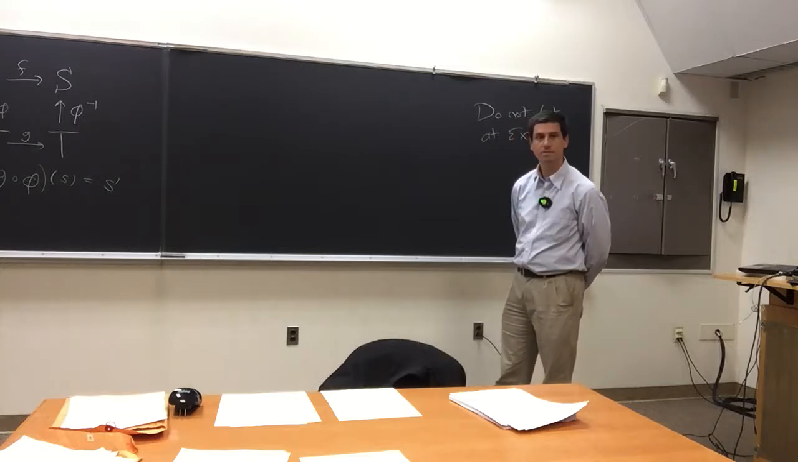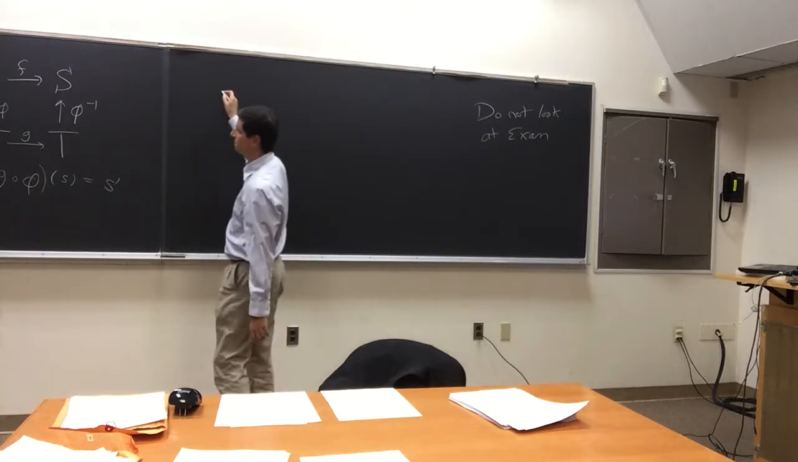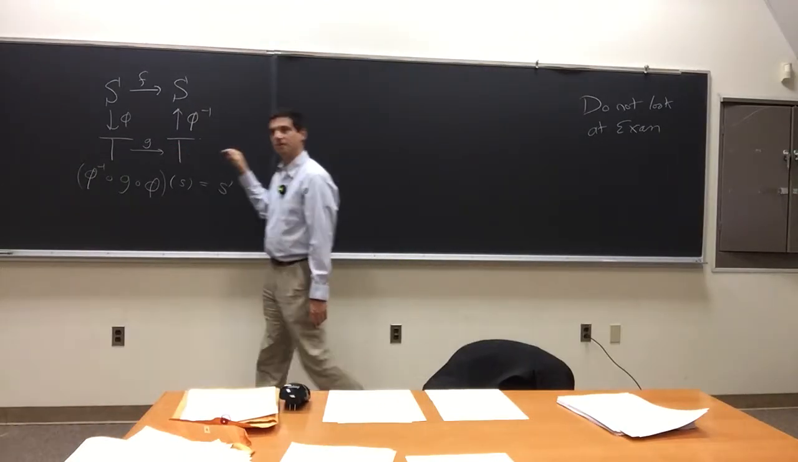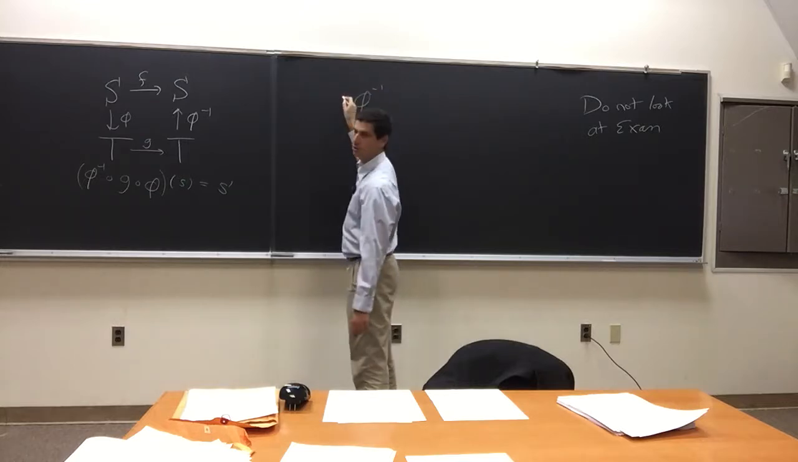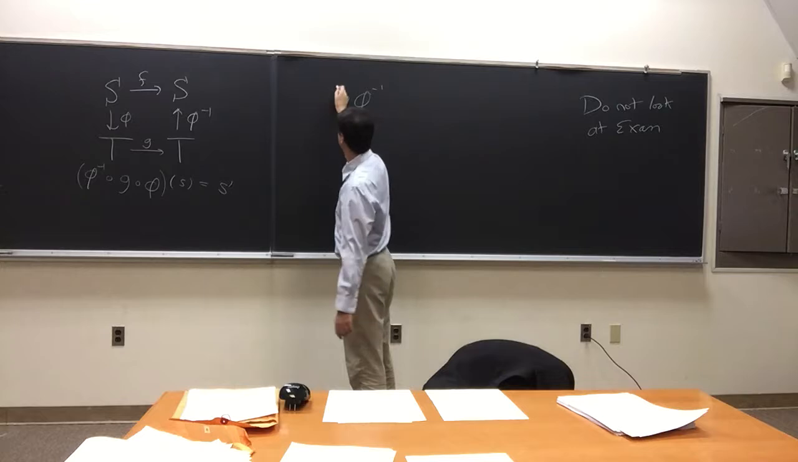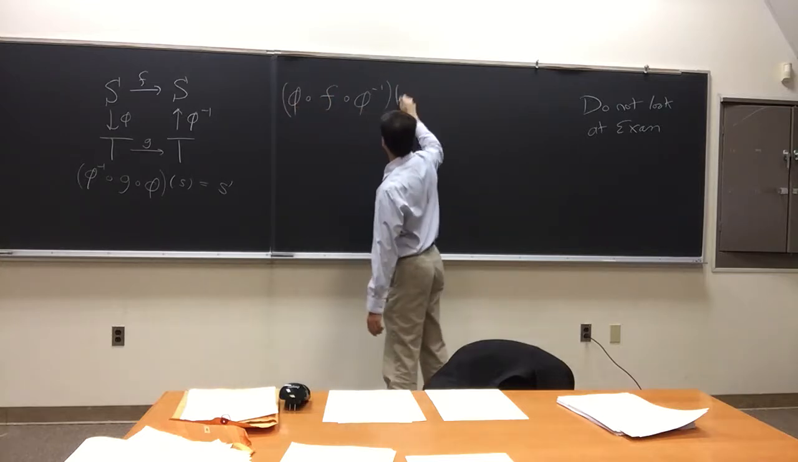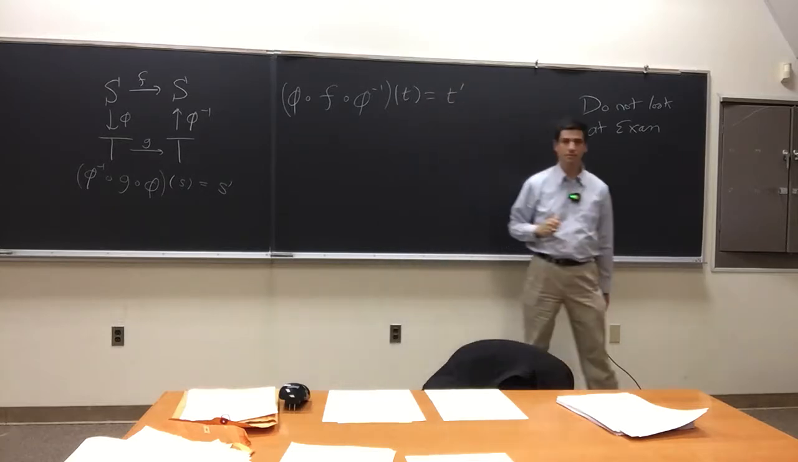So how should we do it? We're trying to build a function from T to T. Shouldn't we build it with phi inverse? Yes. So we would start with phi inverse, then we would do f, and then we would do phi. And this will now take something in T and give us back something in T.